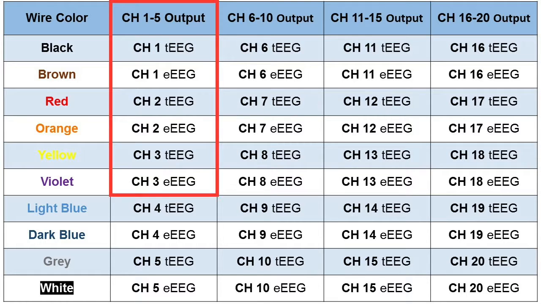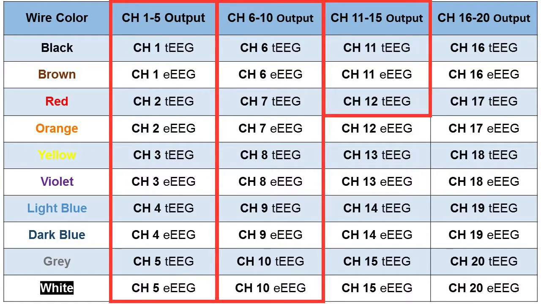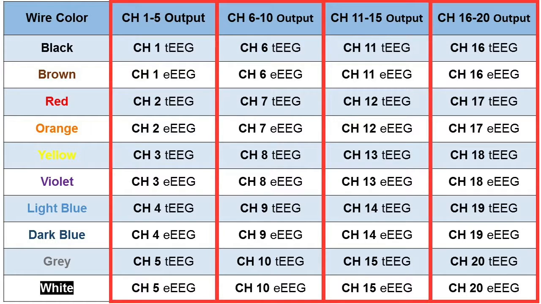This means we need to connect all of the colored wires from each of the 4 output cables to the amplifier. If you are only using 16 T leads, you would connect all of the colored wires from the first 3 output cables and only the black and brown wires from the last output cable to the amplifier.